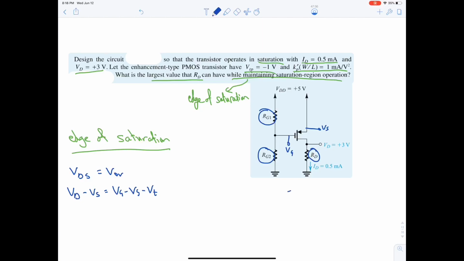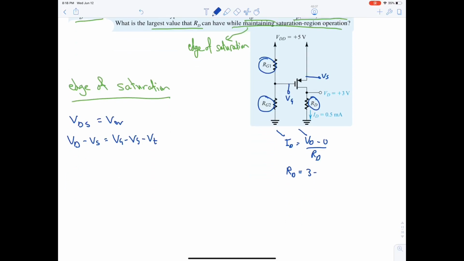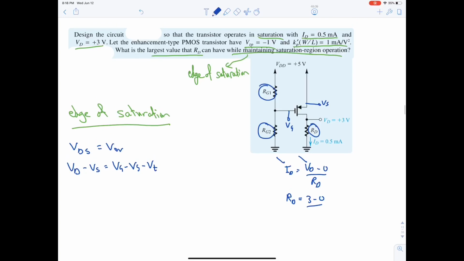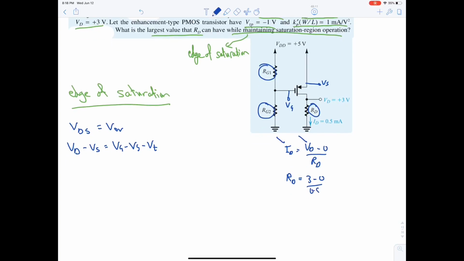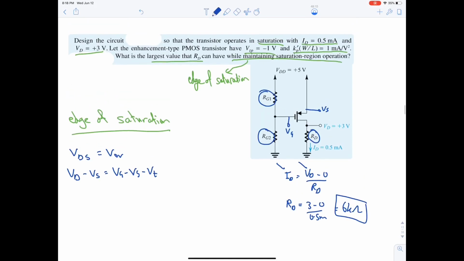RD is simple, but that's not at the edge of saturation. We can say that ID is equal to VD minus 0 over RD. ID is known, VD is known. Let's calculate it. It's 3 minus 0 over 0.5 milli. So this will result in 6 kilo ohm. Now this is not the maximum. That's not at the edge of saturation. Okay, so we need to find it at the edge of saturation.